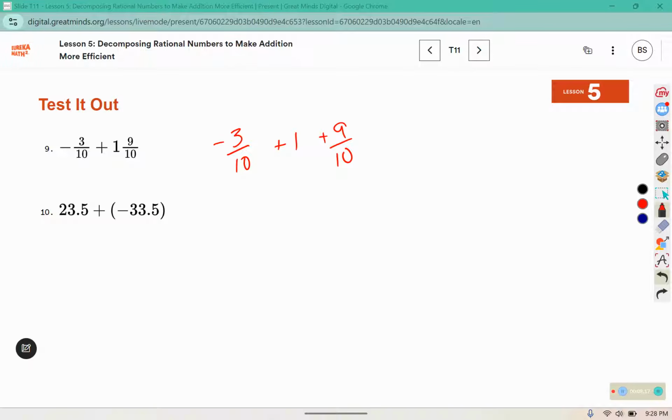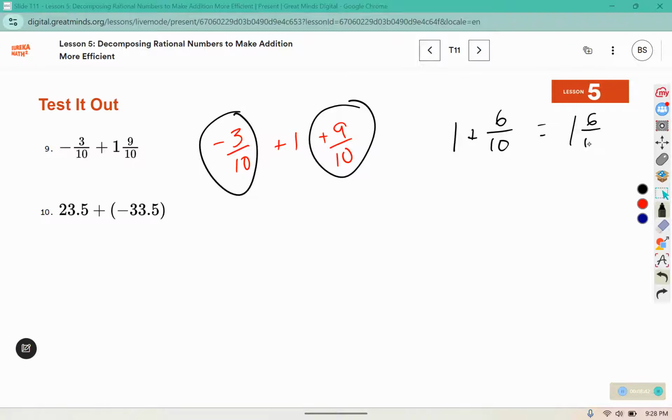Here I separated it out into fractional pieces and whole number pieces. We can combine these two. 9/10 and backwards 3/10 would leave us with 6/10. The 9/10 is longer and it's positive, so our answer for that section would be positive. Plus we still have the 1. So this is 1 and 6/10, or you could reduce it to 1 and 3/5.